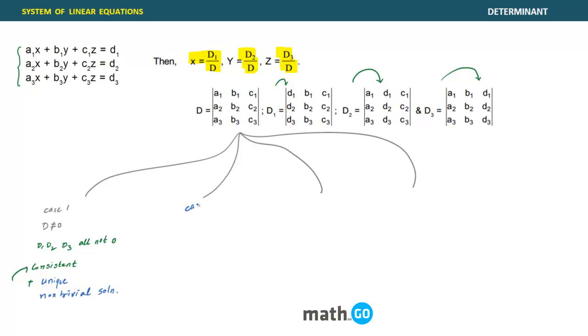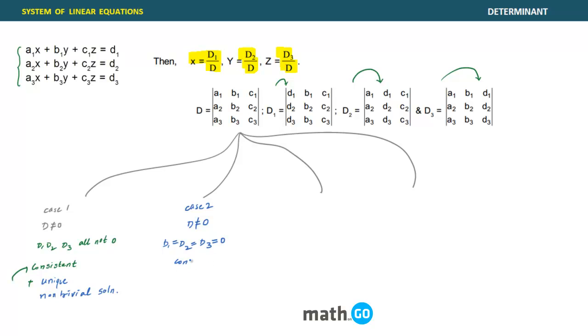Case 2 says when d is equal to 0. When d becomes 0, that means the denominator is 0, and that is where you will find some problem. So we'll talk about d equal to 0 later. Let's take when d is not equal to 0. So case 1 and case 2 have d not equal to 0, but this time d1, d2 and d3 are all 0.